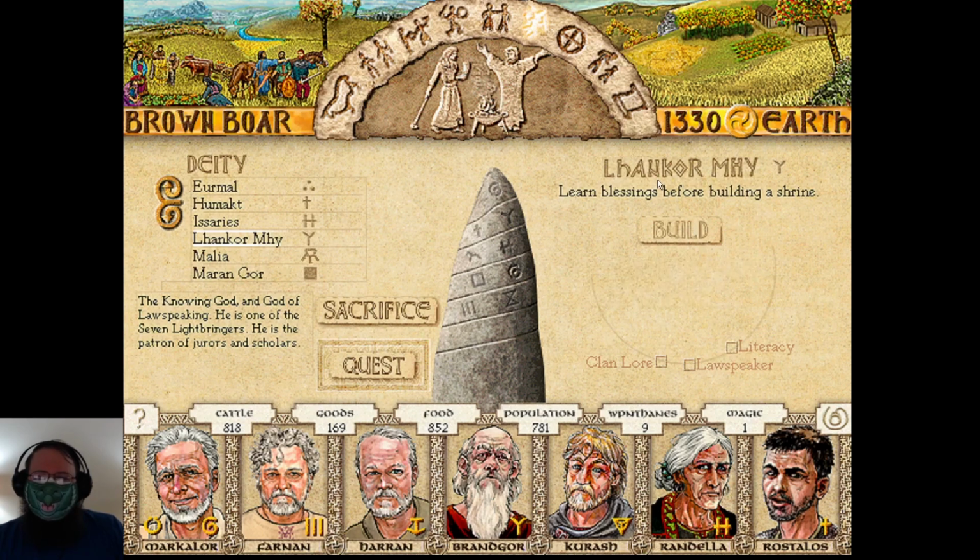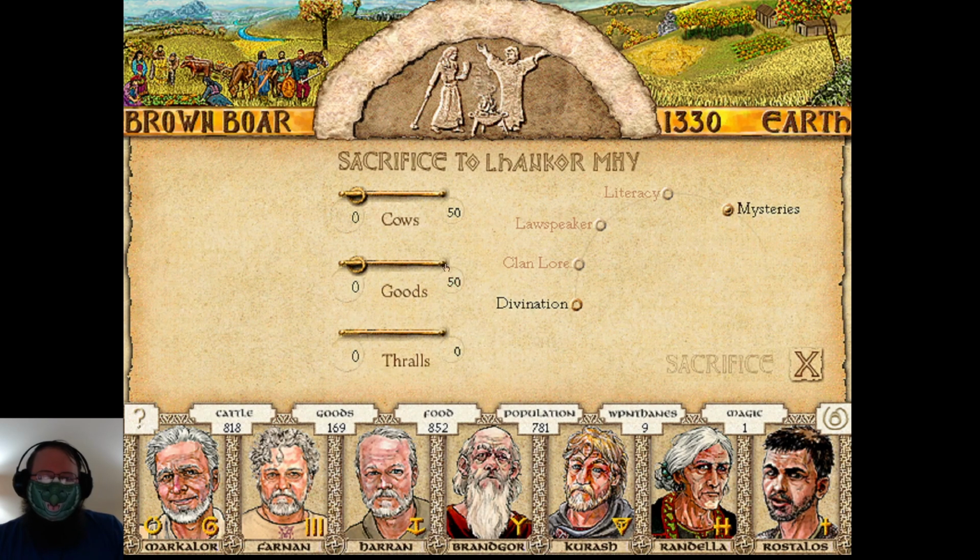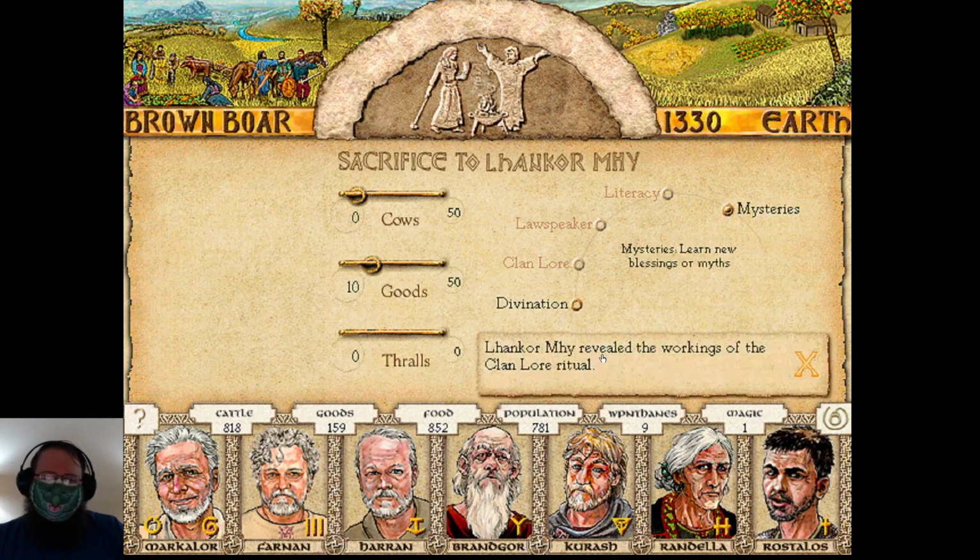Sure. Learned blessings before, so I'll have to sacrifice again, and 10 was enough, so I'm going to do 10 again. I'm hoping for literacy just because I love to read. Also, I remember that being a good thing, so here we go. Clan lore ritual. Okay.